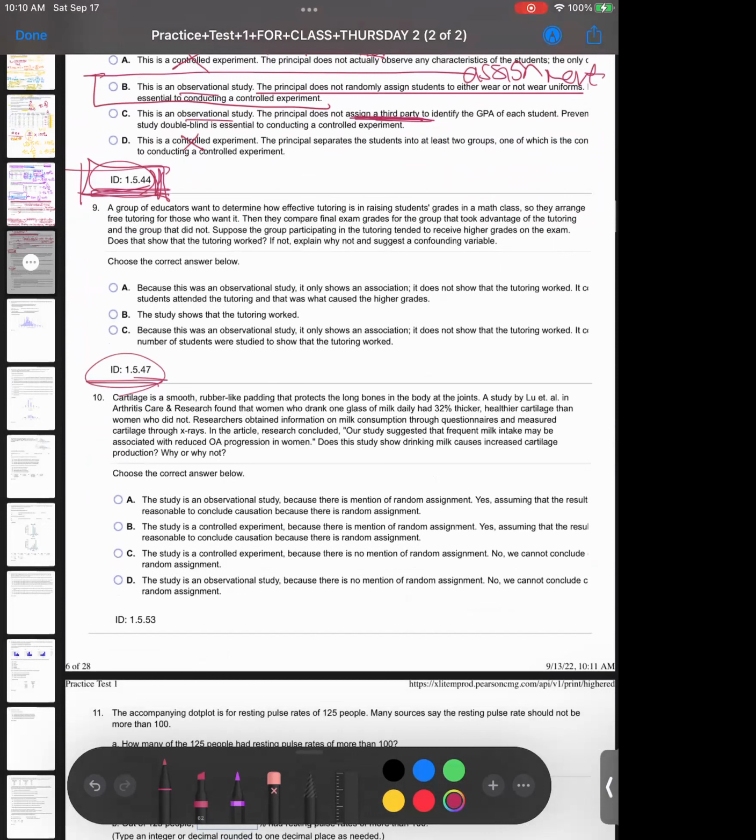A group of educators want to determine how effective tutoring is in raising students' grades in a math class. So they arrange free tutoring for those who want it. Then they compute the final exam grades. So this is the one we're going to talk about. They compare final exam grades for the group that took advantage of the tutoring and the group that did not. So people are self-selecting into this, right?